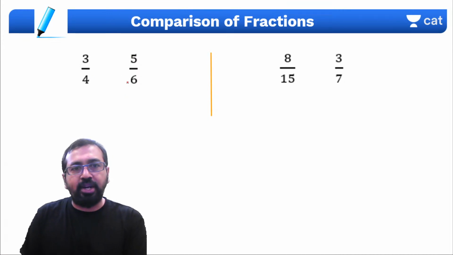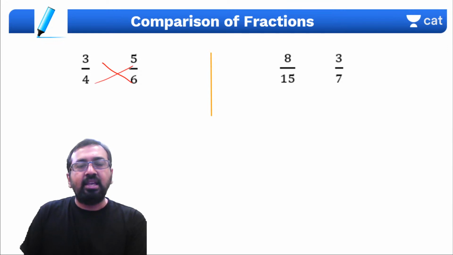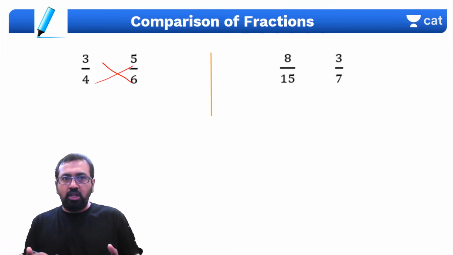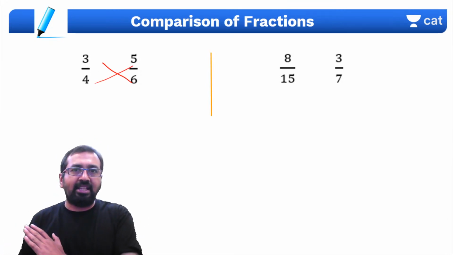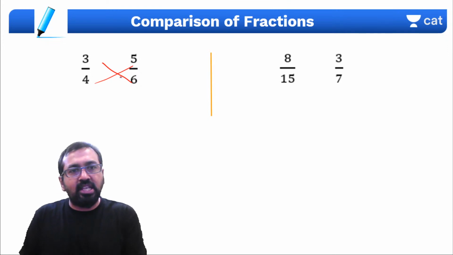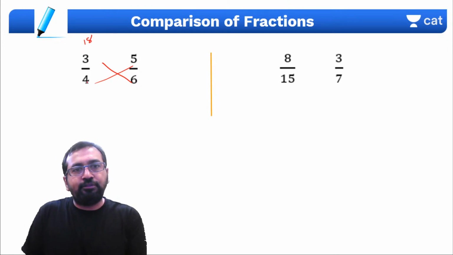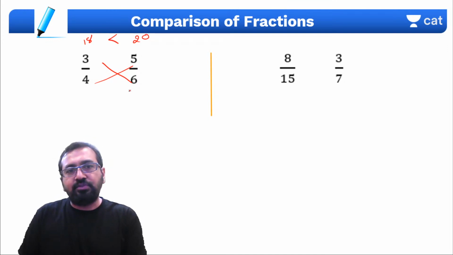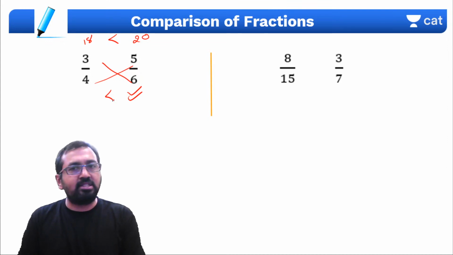The shortcut is to straight away do the cross multiplication. Especially when the numbers are small, you can straight away cross multiply them and get the answer. So 6 3s are 18, 5 4s are 20. Since 20 is greater than 18, this fraction has to be greater than 3 by 4. As simple as that.